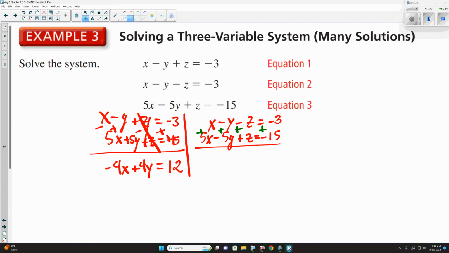X plus 5x is 6x. Negative y plus negative 5y is negative. These will cancel and give us negative 18. Make sure I'm doing this right. Yep. Minus negative 3, yes. Yep. Yeah.